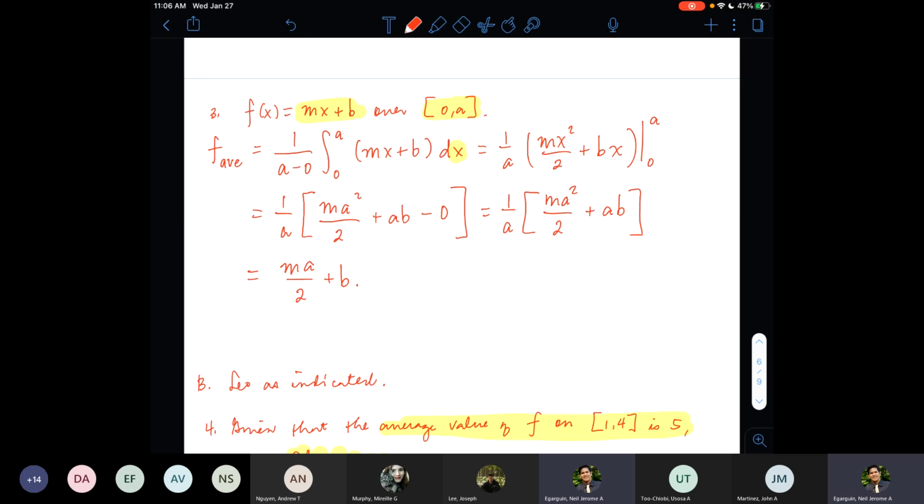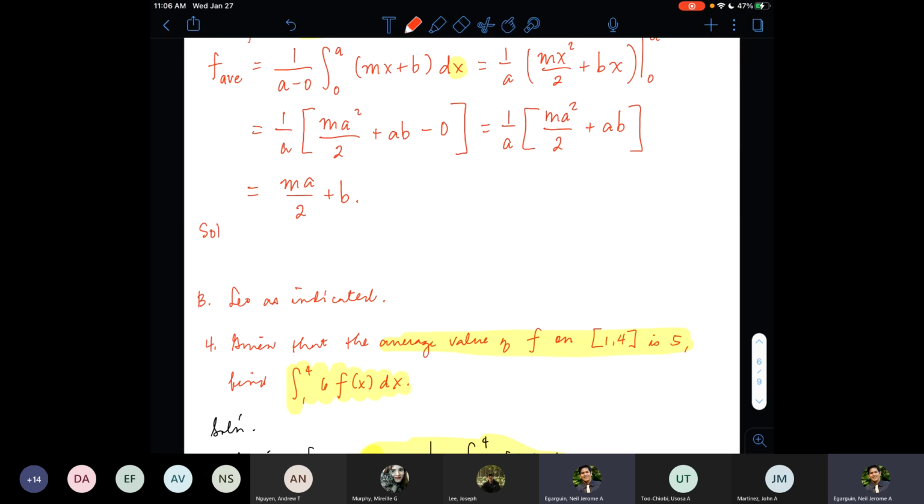And then there's a follow-up question. What is the value of c where this average value is attained, right? Remember, the mean value theorem guarantees that there will exist a c between 0 and a such that the function value is equal to the average value. So that means we want to solve for c such that the function value at c is equal to the average value, ma over 2 plus b. Do you have any guess what this c will be?